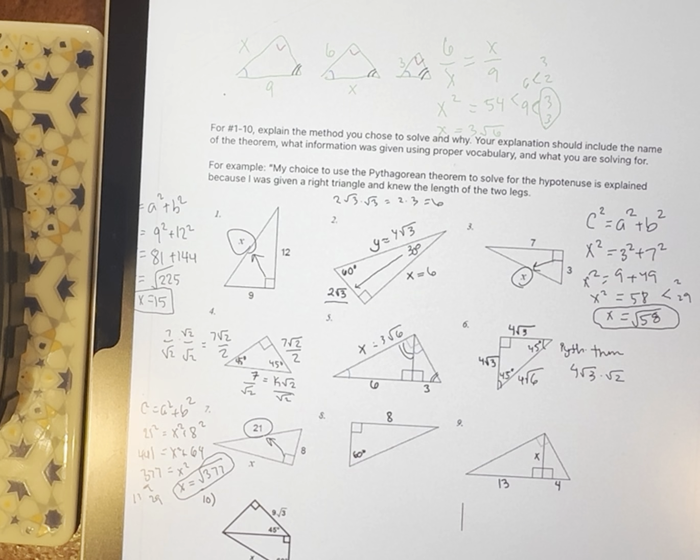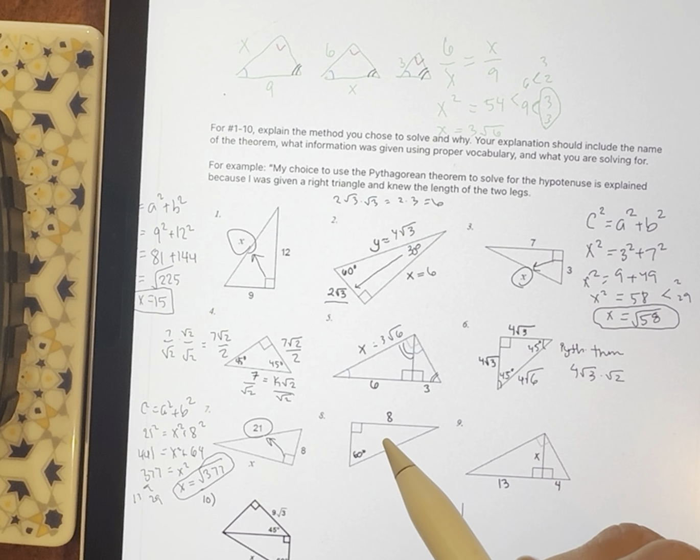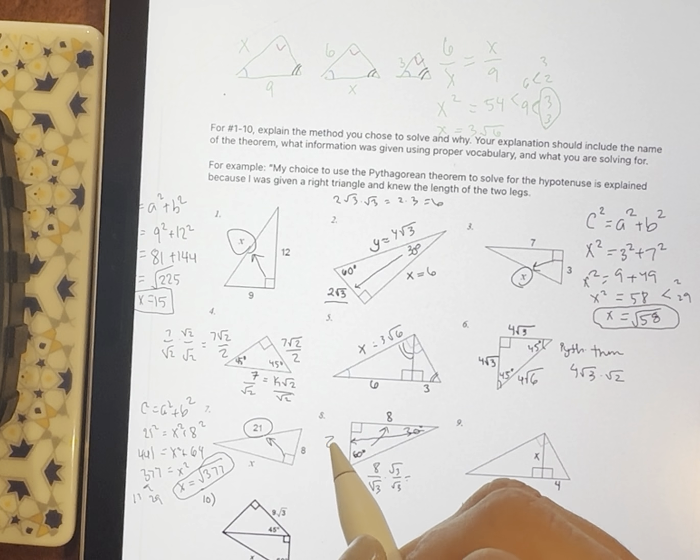On number 8, I know the long leg of a 30, 60, 90 triangle is 8. I have to know the short leg first, and that's right here, the 30. So from the long leg to the short leg, I have to divide by rad 3. Multiply top and bottom by rad 3. 8 rad 3 over 3 is right here.